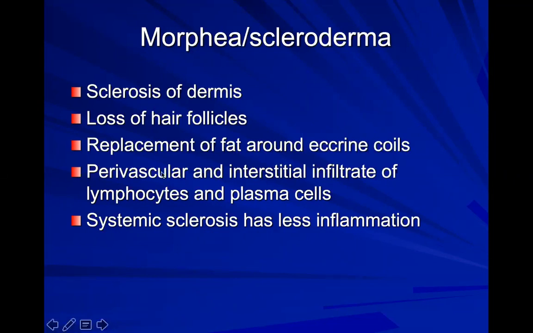Morphea has an interesting pattern because it's a perivascular and interstitial infiltrate of lymphocytes, which you don't see in that many conditions. And then when you're dealing with systemic sclerosis, it tends to have less inflammation.